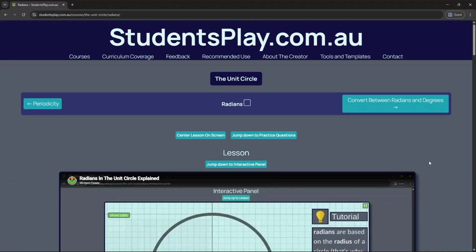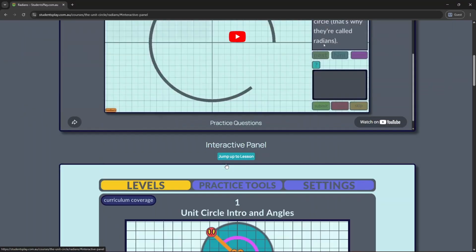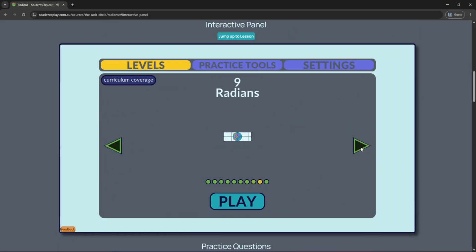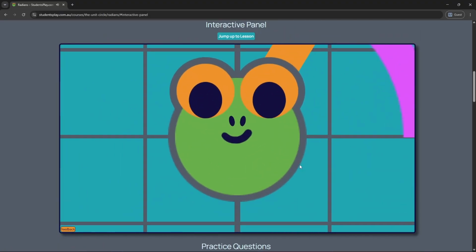This next lesson is about radians. Let's jump down to the interactive panel here. We'll go across to radians and we'll click play.